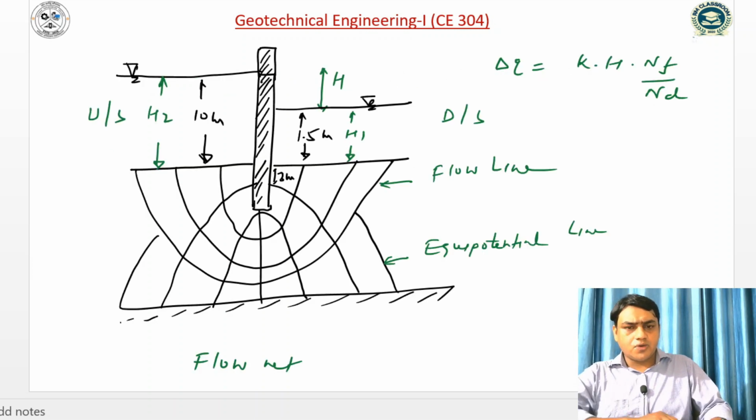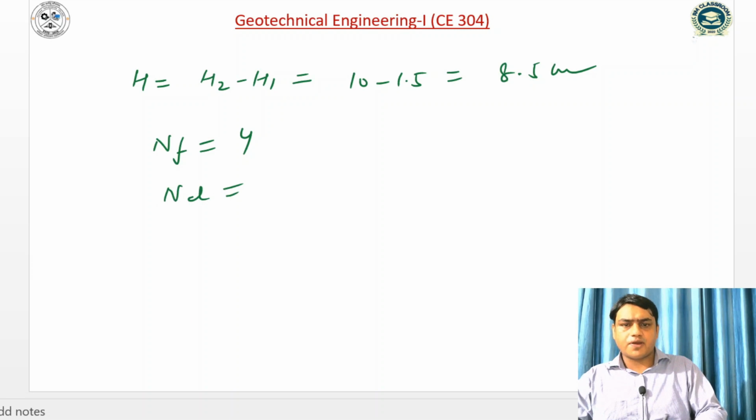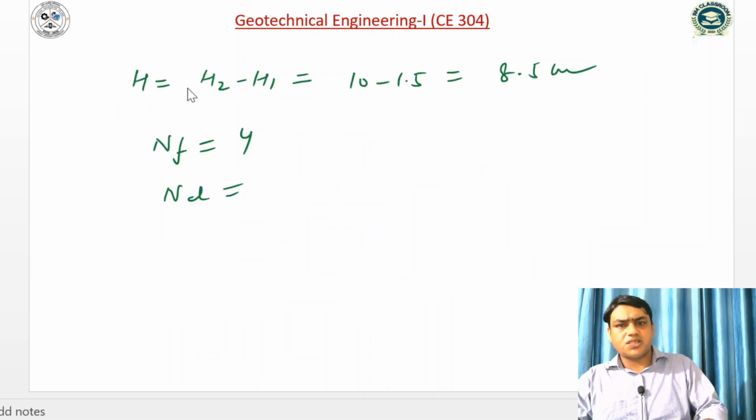Similarly, if I see the value of NF, how many flow channels are in the flow net? This is first, second, third, and fourth. So the value of NF is equal to 4. Similarly, the number of equipotential drops: first, second, third, fourth, fifth, sixth, 7, and 8. So the number of equipotential drops is 8.